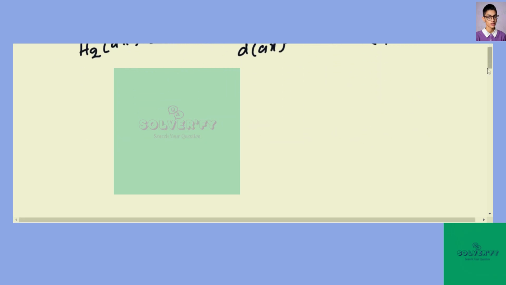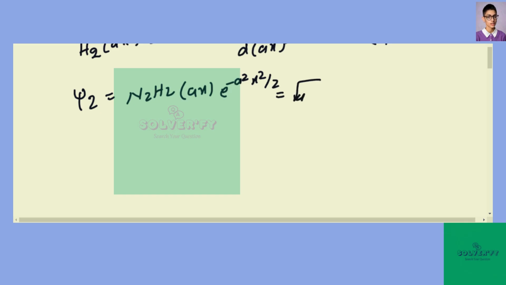So hence psi of 2 is equal to N2 H2 of ax e to the power minus a square x square over 2, and this is equal to square root a over 2 square root pi times 2a square x square minus 1 times e to the power minus a square x square over 2.